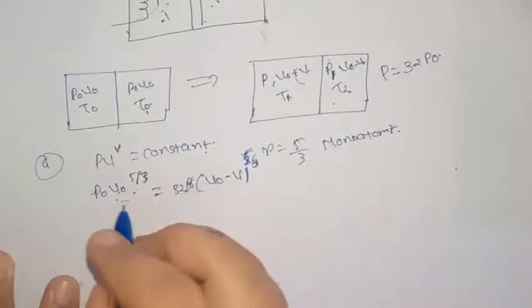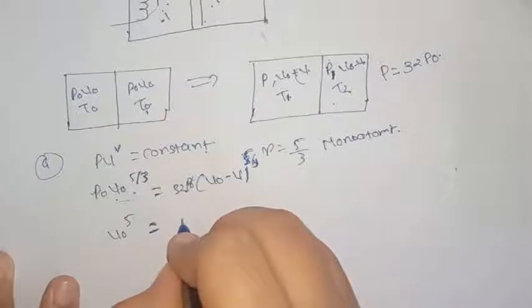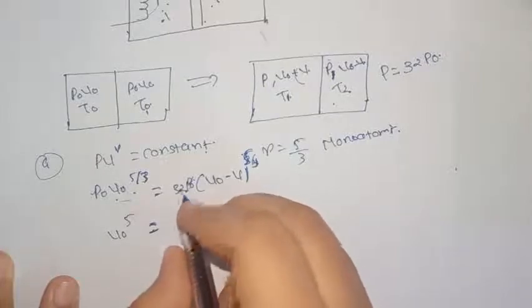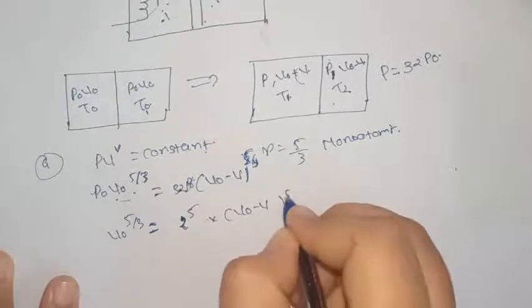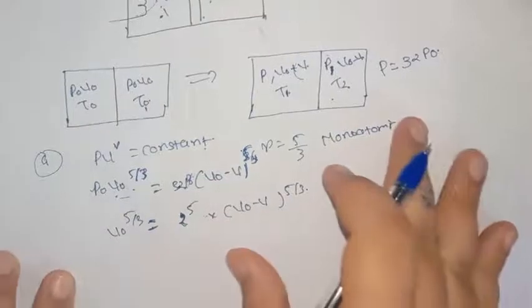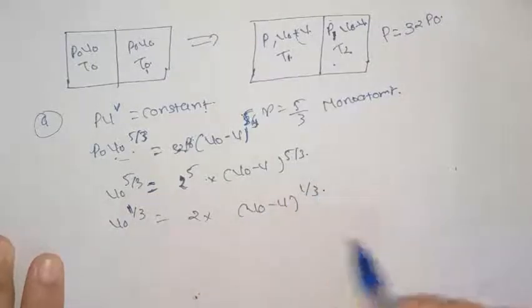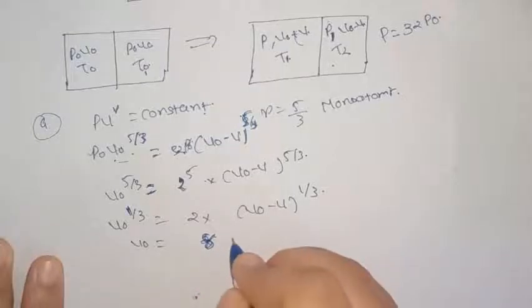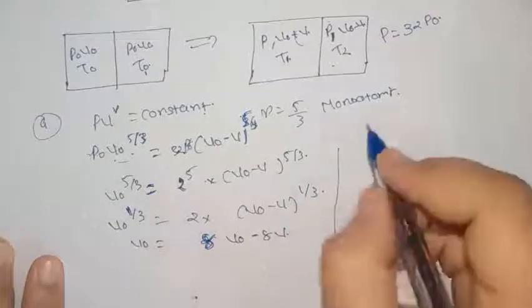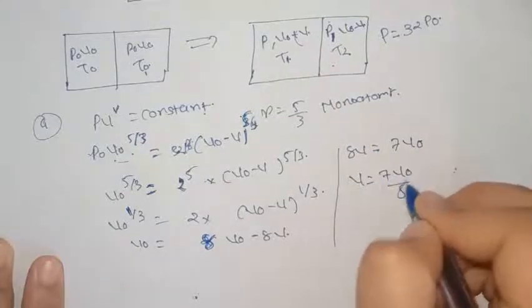Taking the cube on both sides, V naught power 5 will be equal to 32 into V naught minus V power 5/3. Taking the 1/5th root, we can write V naught power 1/3 is equal to 2 into V naught minus V whole power 1/3. Take the cube on both sides, so V naught will be equal to 2 power 3, that is 8 V naught minus 8 V. So from this we can write 8 V is equal to 7 V naught. So V will be equal to 7 V naught by 8.